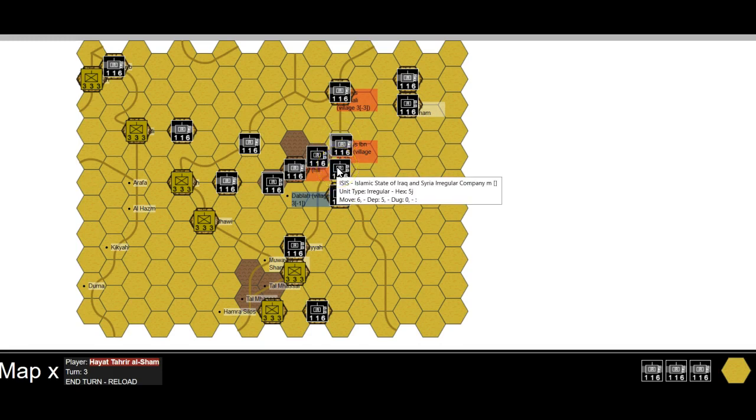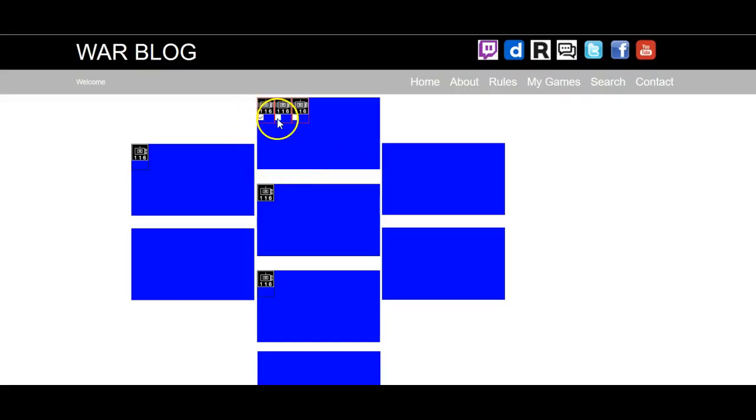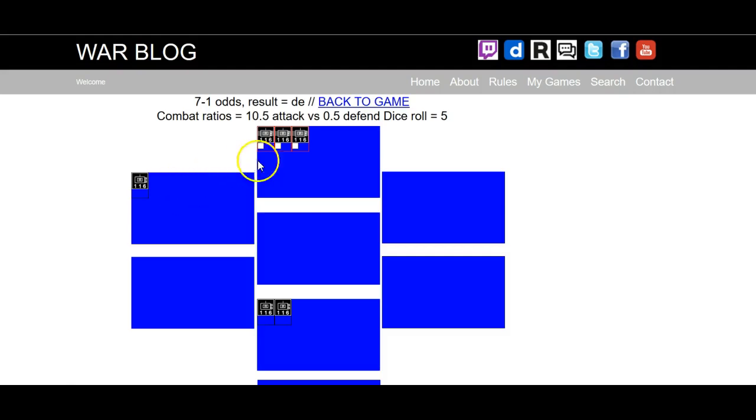Now they'll probably get a DE on this unit here, and that's pretty much all they can go for. Or, yeah, because we could get a rout. DE. What about against that unit? It'll be worth a 2. Let's go for it.